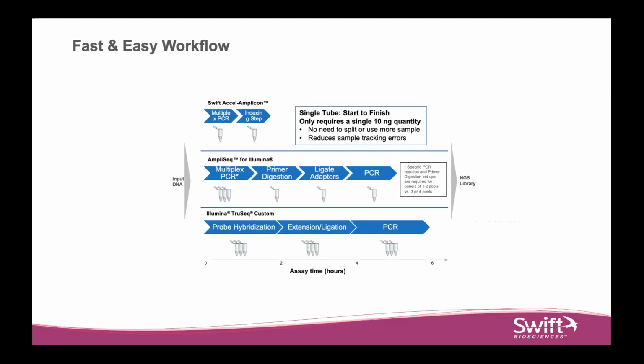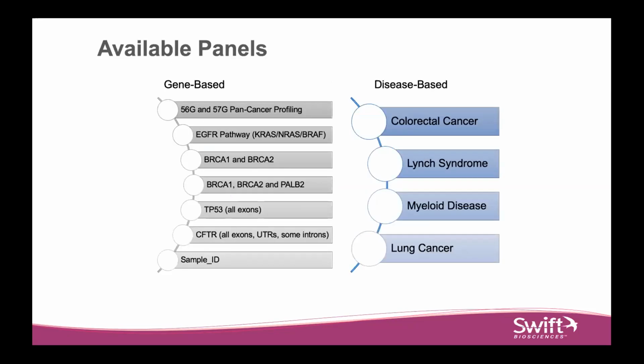And so this is just a brief comparison again of the different library preps for Amplicon that are predominant in the market, and how Swift's on top here is shorter and with fewer tubes. This is a snapshot here just of the different catalog panels that Swift has available, and each of these is supported by the VarSome platform for data analysis.